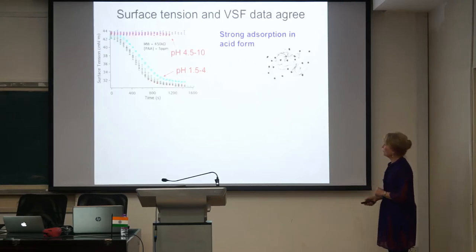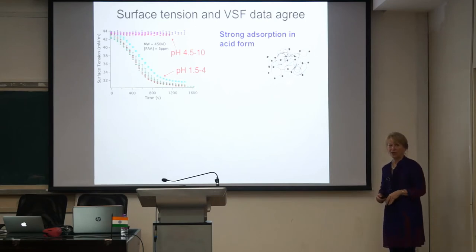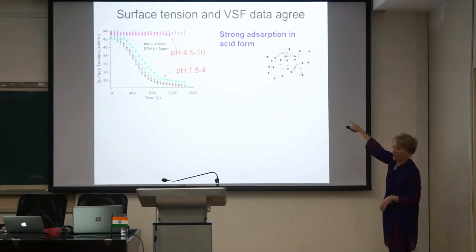Okay, did the surface tension. Surface tension is high when you're at 4.5 to 10, that means there's nothing there. But now when something goes there, it lowers the surface tension like your soap does, and you see that at 1.5 to 4. But it's almost identical whether you're at 1.5 or 4. It doesn't make any difference. So strong adsorption in the acid form, but it doesn't look like that at the interface. It looks all strung out.